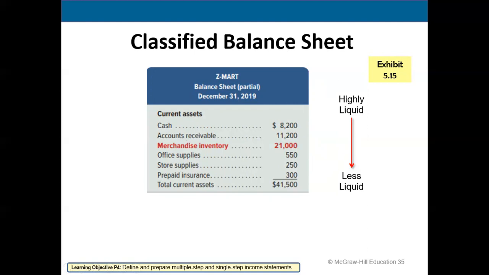The next category after this would usually be called property, plant, and equipment, which would include things like land, buildings, equipment, etc. You'll also see the liabilities broken into two categories. One are current liabilities, which are liabilities that are due within the next year, and long-term liabilities that are due in a year or more. So those are the two, I guess, changes you'll see to the financial statements starting in this chapter.